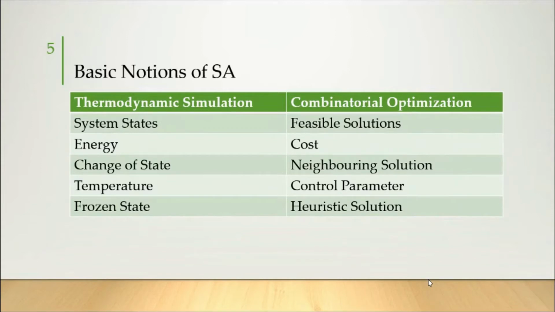Then in the thermodynamic simulation there is temperature, which in combinatorial optimization is equivalent to a control parameter. So the temperature is actually a control parameter. Then the frozen state is the heuristic solution, that is, when we terminate our algorithm.